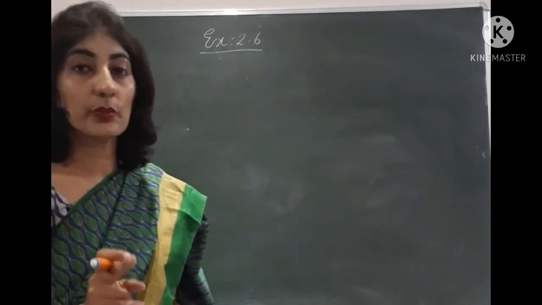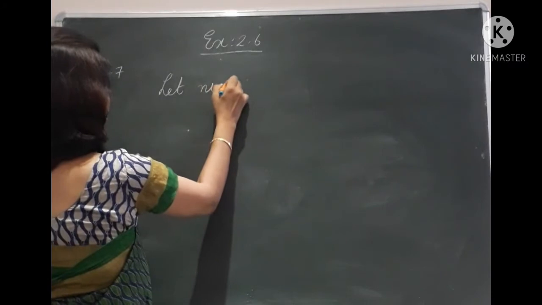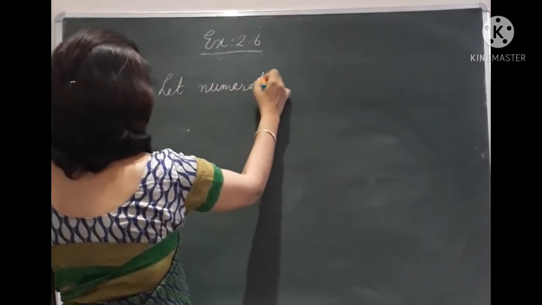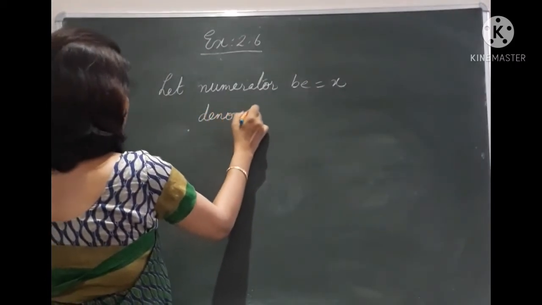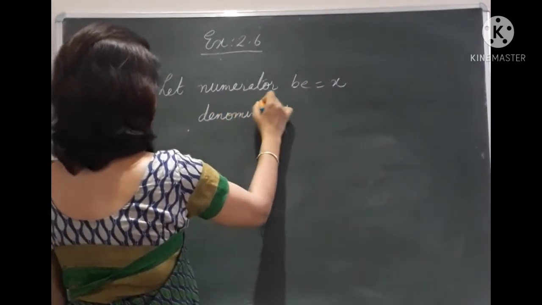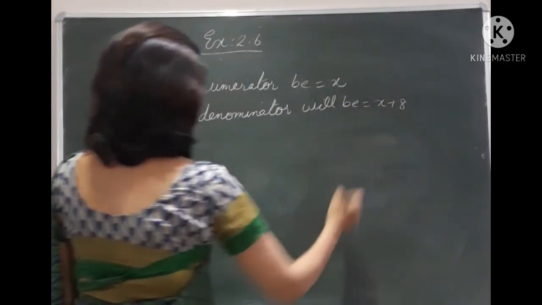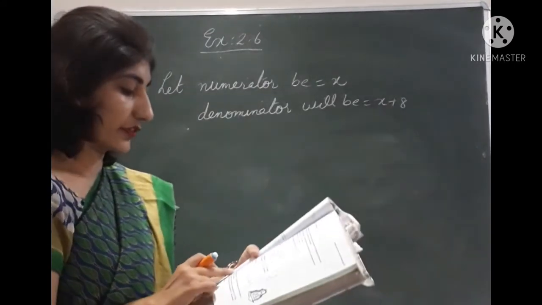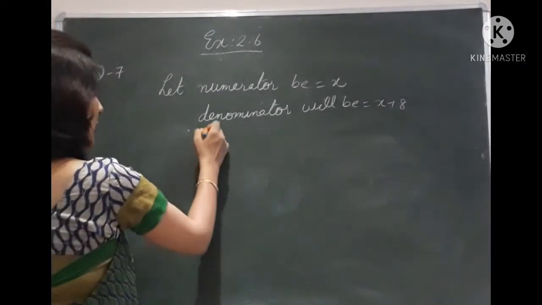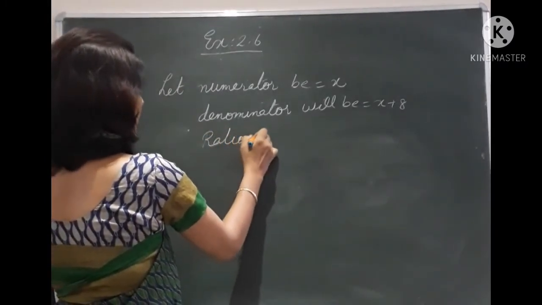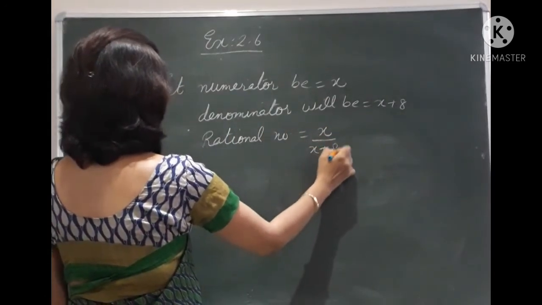So we will assume the numerator to be x. So you will write the first statement: let numerator be x. Then denominator will be x plus 8. The denominator of the rational number is greater than its numerator by 8. So what is the rational number? The rational number is x upon x plus 8.